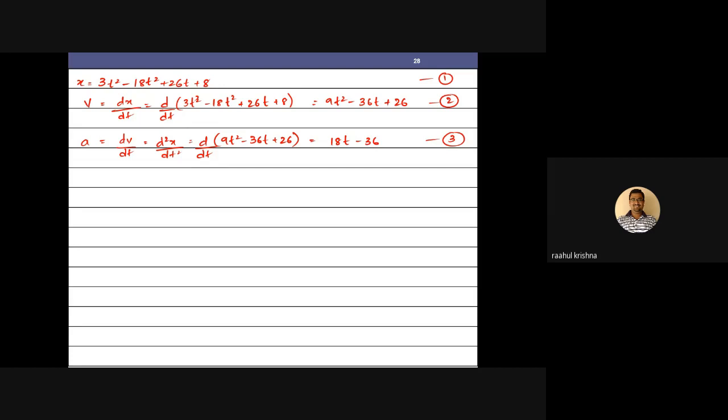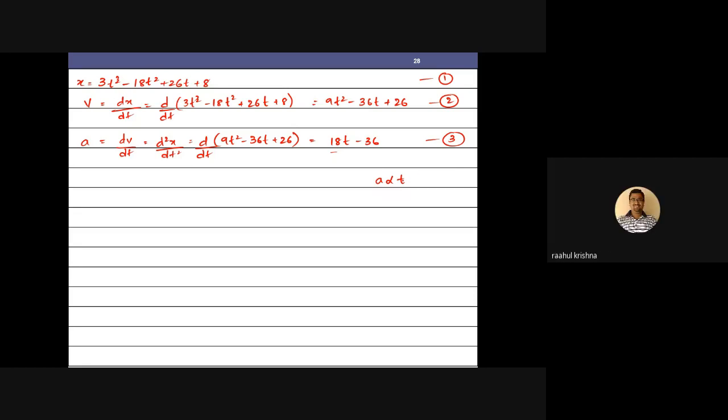Now, looking at the acceleration expression, 18t minus 36, what type of acceleration is it? Is it linear, parabolic, or uniform acceleration? It is linear acceleration, right? The relation is that a is directly proportional to t.